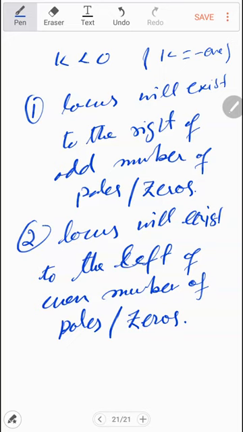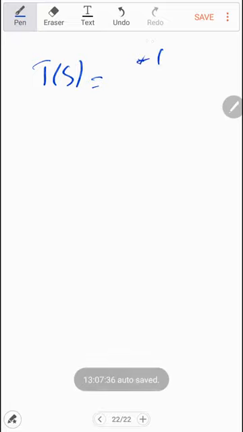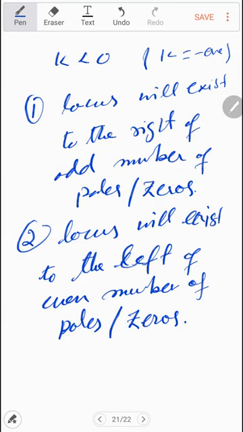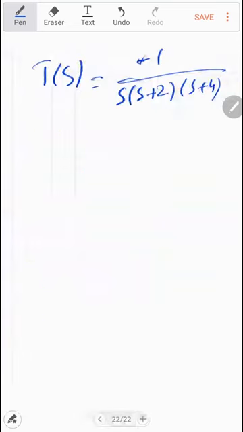We can also have some example related to this one. Let's say that we have this example where the transfer function is equal to, let's say, we have no zeros, so -1 divided by s times s plus 2 times s plus 4. So you see that here the gain is negative, it is less than 0. So now we will use this definition for the root locus.